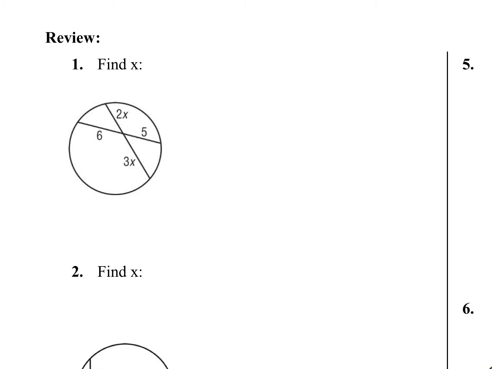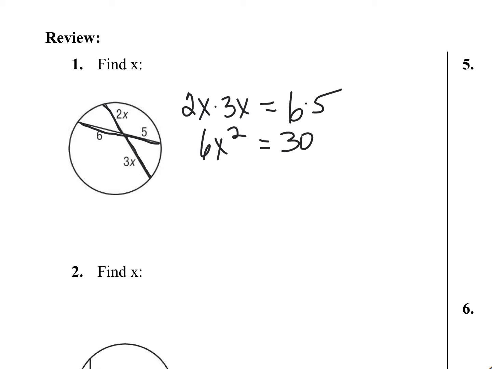These are multiplying inside the circle, and so we're going to multiply the chord segments. So the two on the same chord, 2x times 3x, and that's going to equal the product of 6 times 5. And now we just solve. So this is 6x squared equals 30. Divide both sides by 6, and we get x squared equals 5. And the square root of 5 is the value of x.